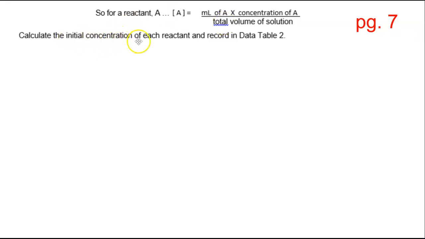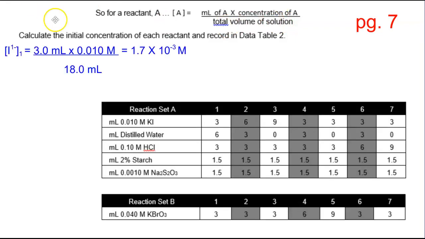So we're going to calculate the initial concentration of each reaction and record it back in data table 2, which is back on page 2. So first we have to do the calculations, then we're going to go back and record that data there. So we're going to take the milliliters of the chemical that we're solving for times its concentration divided by total volume of the solution. So let's look at the first one here. We're going to do it for I, so iodine ion, for experiment 1. So this is iodine experiment 1.